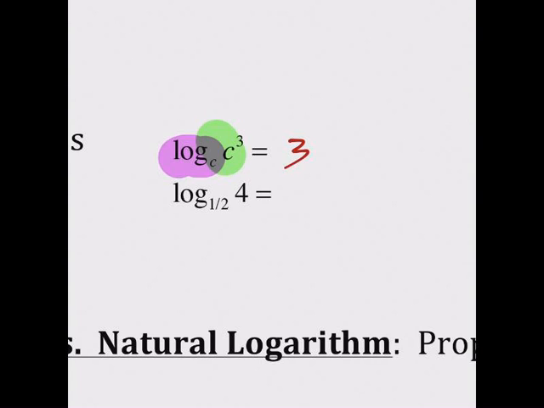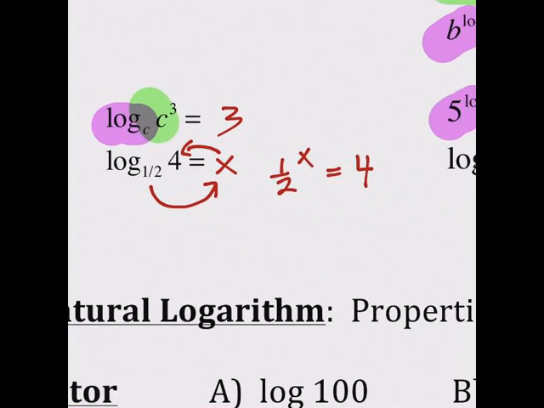The next one, if it's not one of those common base kind of deals, I like to put in the x like I was doing before. 1/2 to the what power gives me 4? I don't know. So I go 1/2 to the x equals 4. This is a tricky one, isn't it? 1/2 to the x power equals 4.